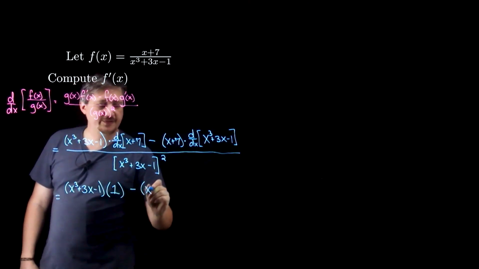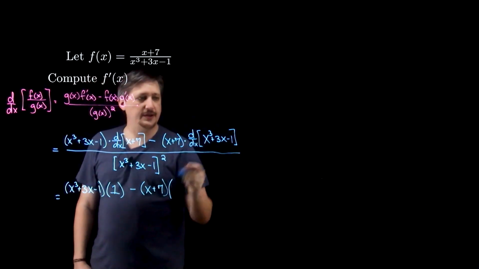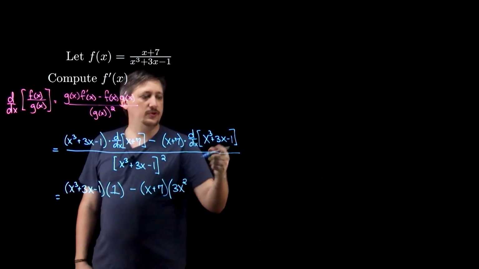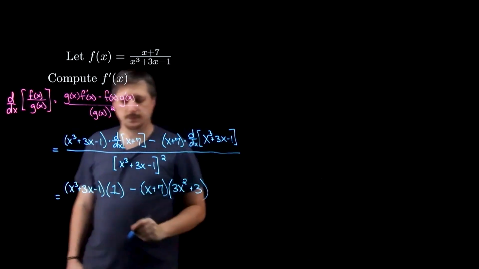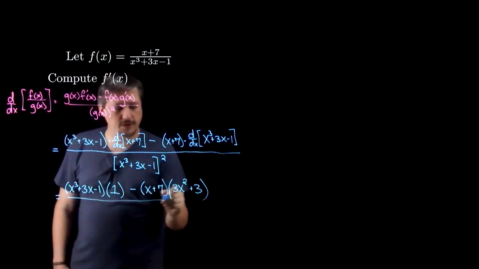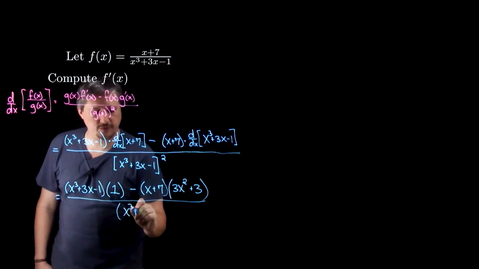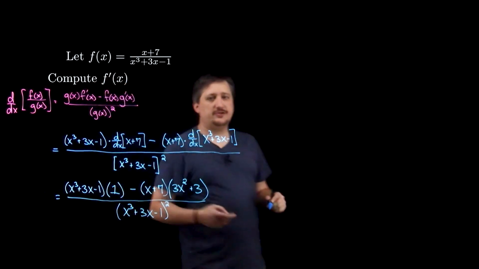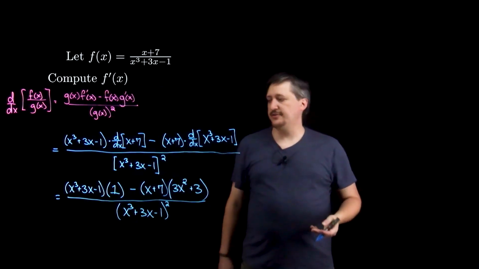Now I still have my x plus 7. And here, I'm going to get 3x squared. So that's going to give me 3, and minus 1, the 1 goes away, all over bottom x cubed plus 3x minus 1 squared. And it really doesn't matter if I use parentheses or brackets for that, right? So I switched, but it doesn't make a difference.